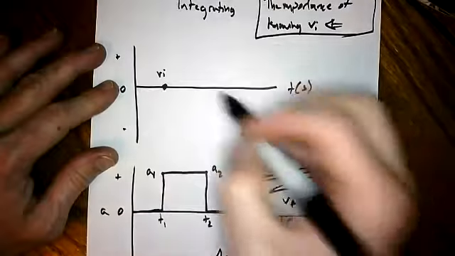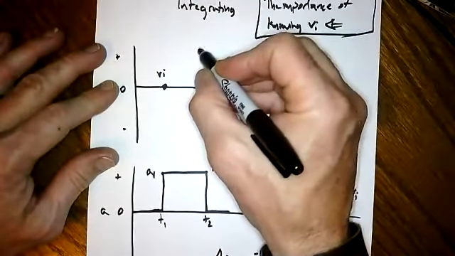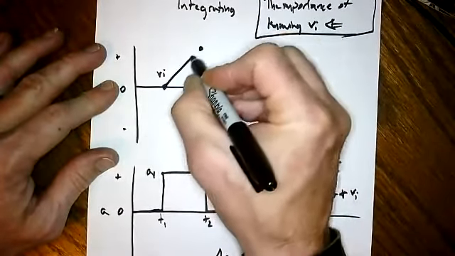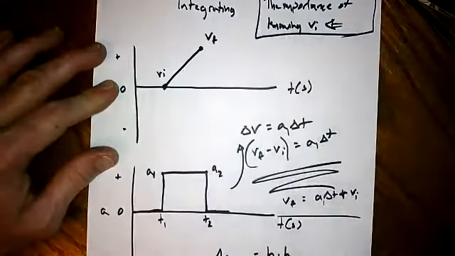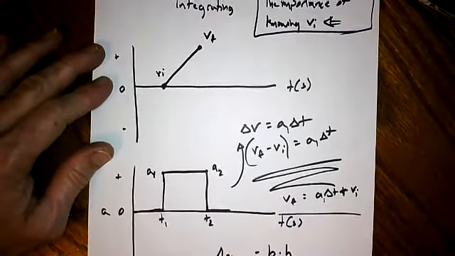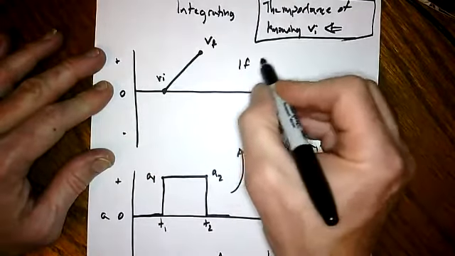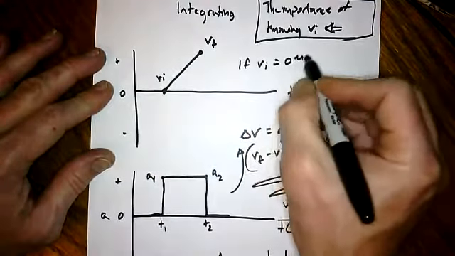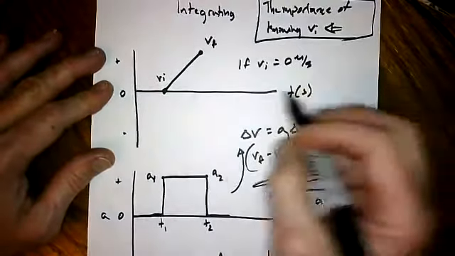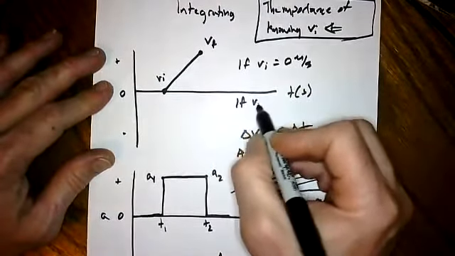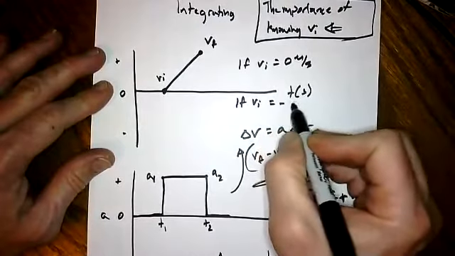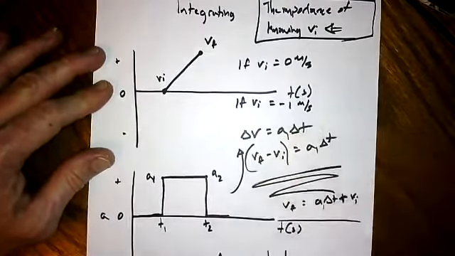So that's positive, so acceleration is positive. So I know this is going to be like that. VF, yeah, I did that. But that's only because I started with VI equals 0 meters per second. Well, what if VI is equal to negative 1 meter per second?